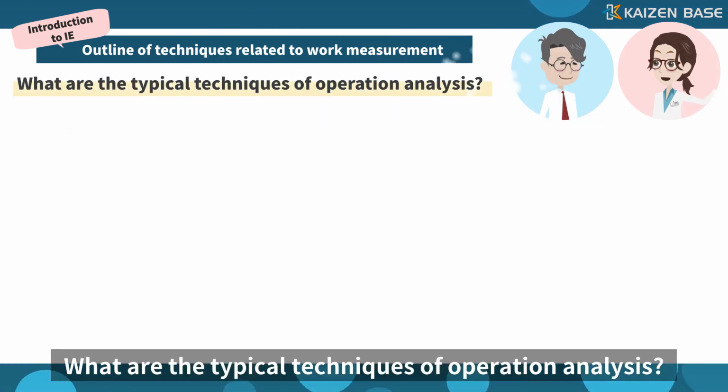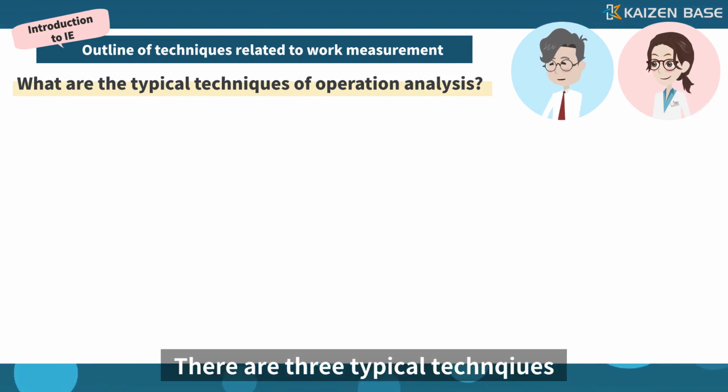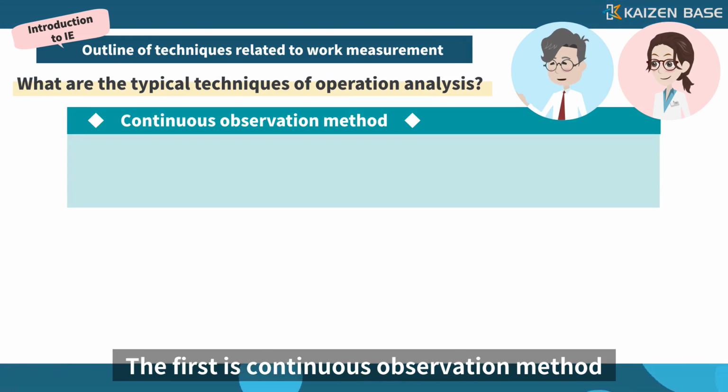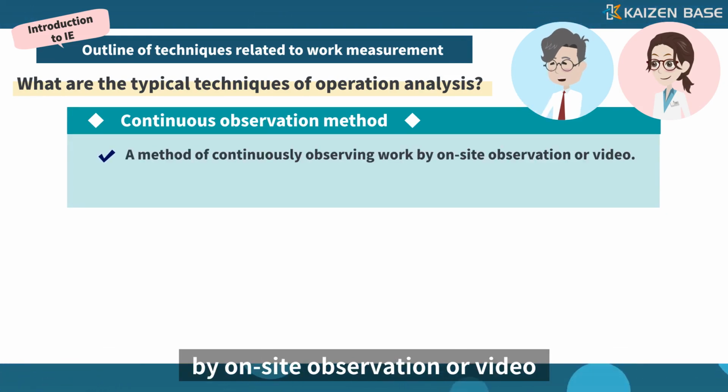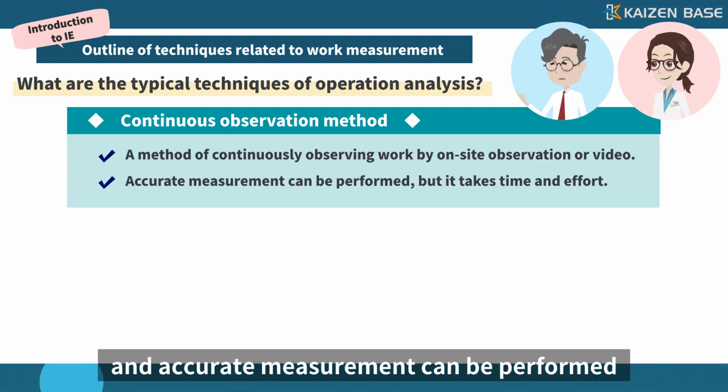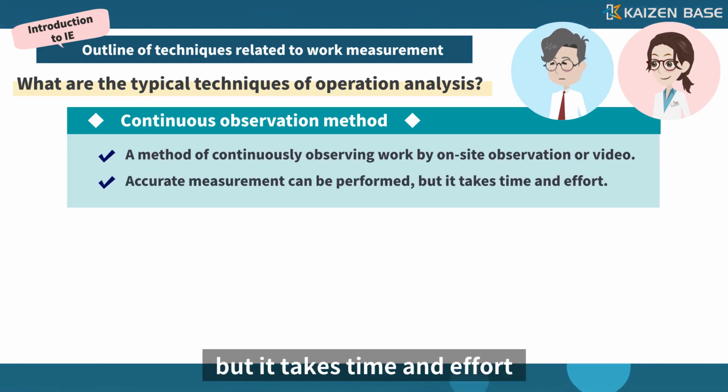What are the typical techniques of operation analysis? There are three typical techniques used. The first is the continuous observation method. It is a method of continuously observing work by on-site observation or video, and accurate measurement can be performed, but it takes time and effort.